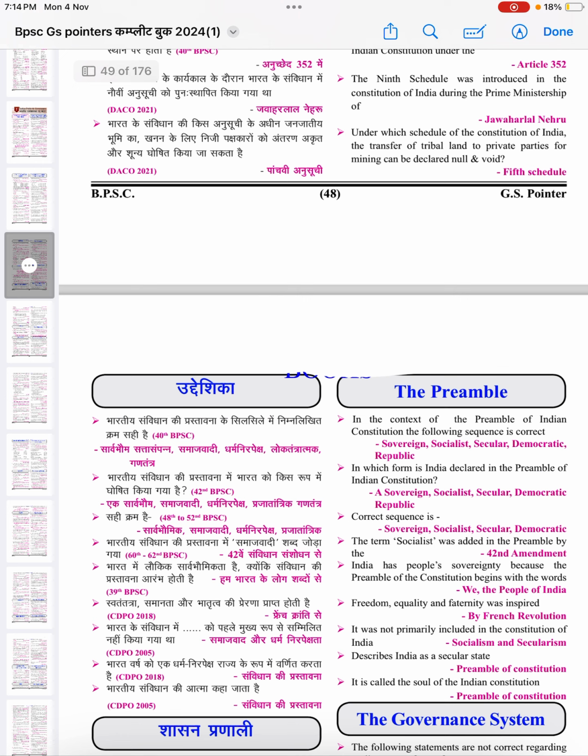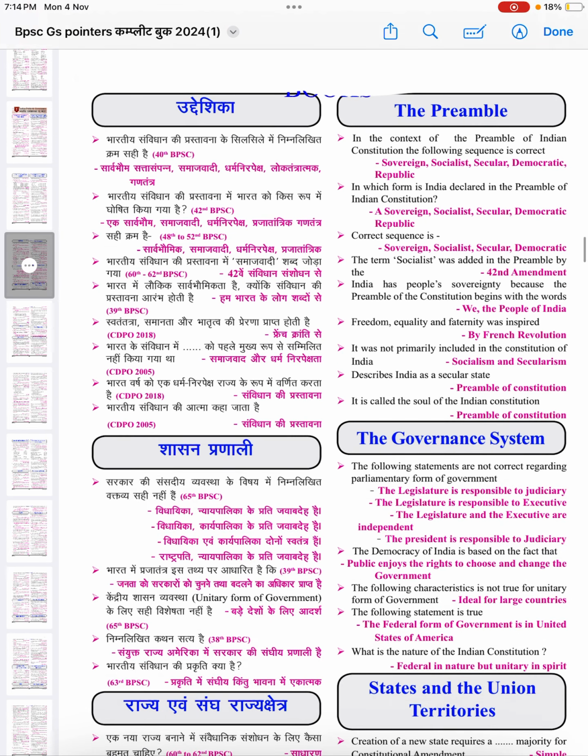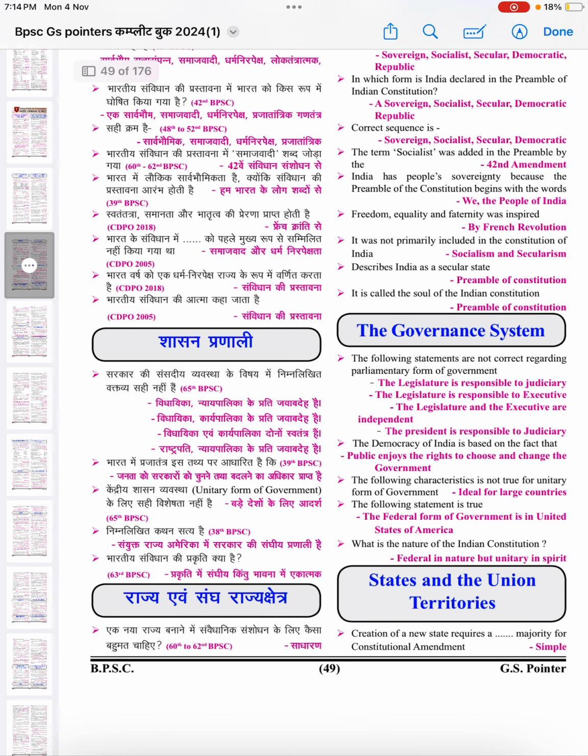Under which schedule of the Constitution of India the transfer of tribal land to private parties for mining can be declared null and void? 5th schedule. The preamble. In the context of preamble of Indian Constitution, the following sequence is sovereign, socialist, secular, democratic republic. In which form is India declared in the preamble? Sovereign, socialist, secular, democratic republic. The term socialist was added in the preamble by 42nd Amendment.